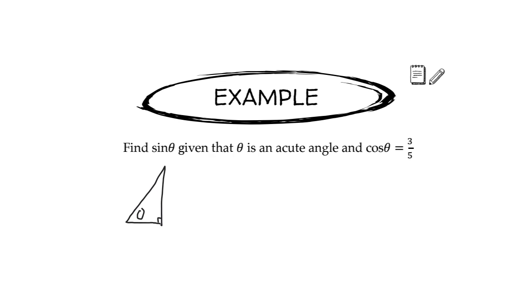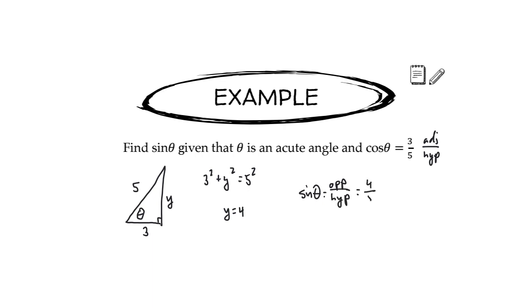A right triangle with the angle theta marked here, and since cosine is adjacent over hypotenuse, you could put a 3 here and a 5 here. And you could quickly figure out that the missing height y, according to Pythagoras, 3 squared plus y squared equals 5 squared, would be y equal to 4. And therefore, the sine, which is just opposite over hypotenuse, would be equal to 4/5.